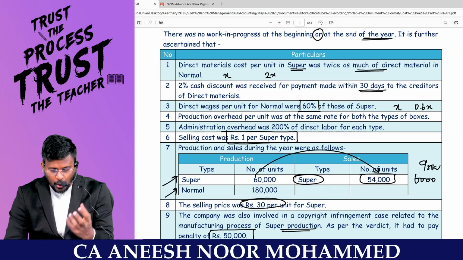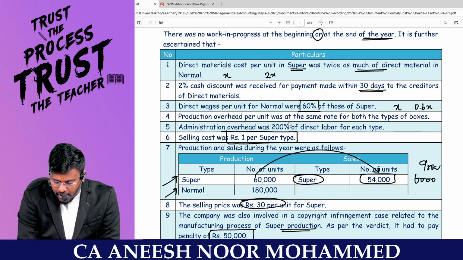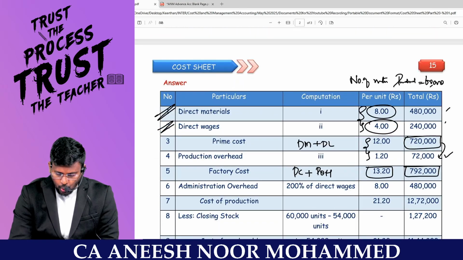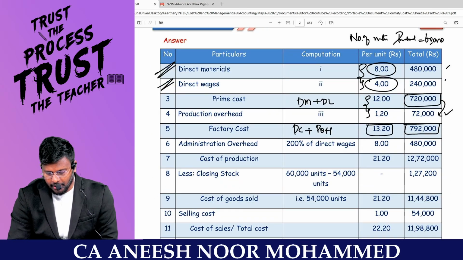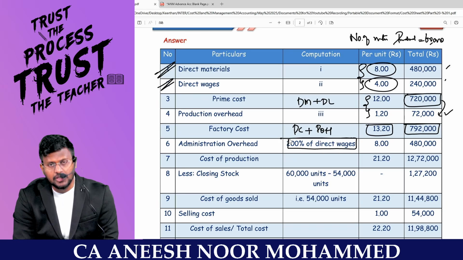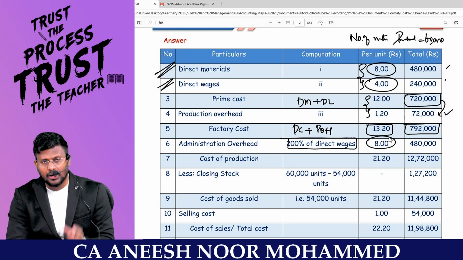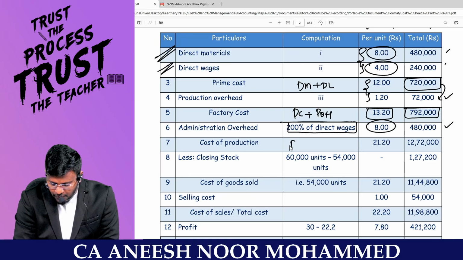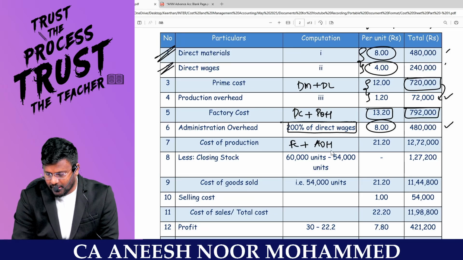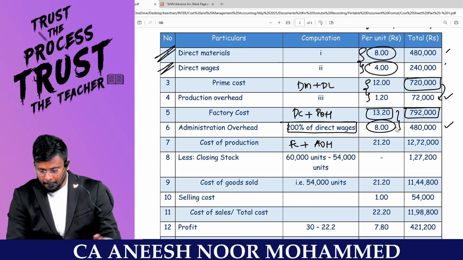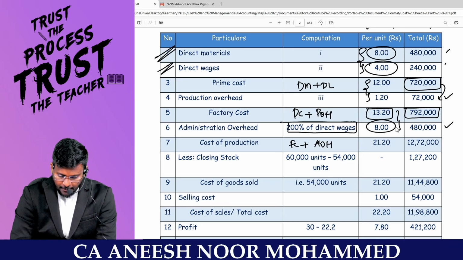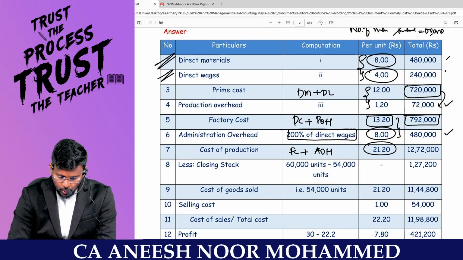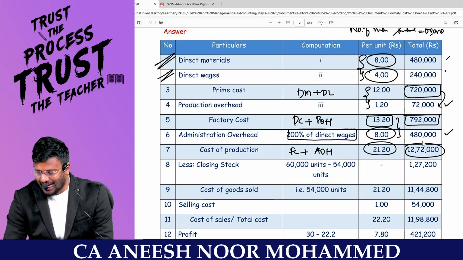How are they going to absorb the administration overhead? Administration overhead is 200% of the direct labor for each type. So look at the direct labor: 4 rupees is the direct labor. So 200% of direct labor means 4 into 200% comes to 8 per unit. 8 into 60,000 will be 4,80,000. Easy. So the cost of production is factory cost plus administration overhead. So 13.2 plus 8 rupees will be the per unit cost, which comes to 21.2, into how many units you produced? You have produced 60,000 units, which comes to 12,72,000.